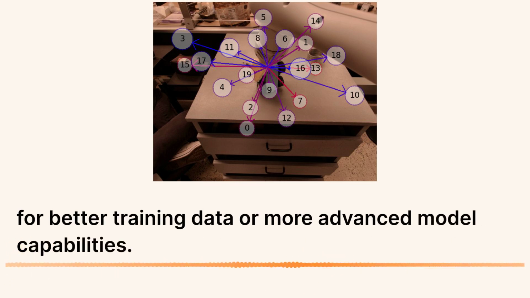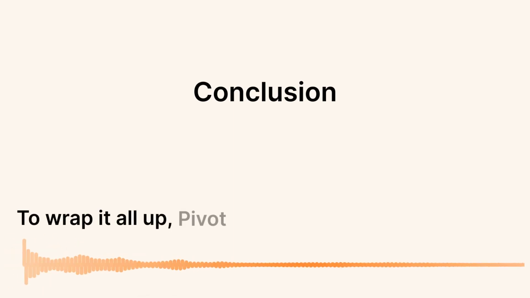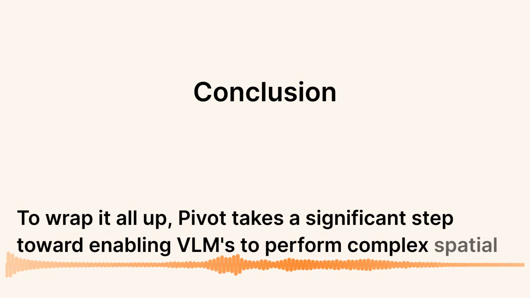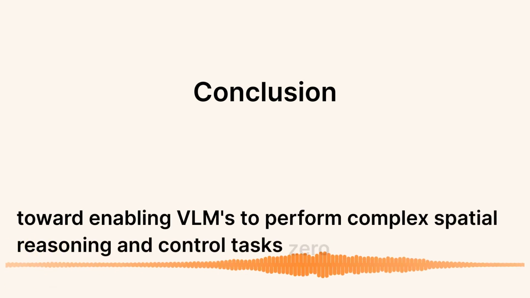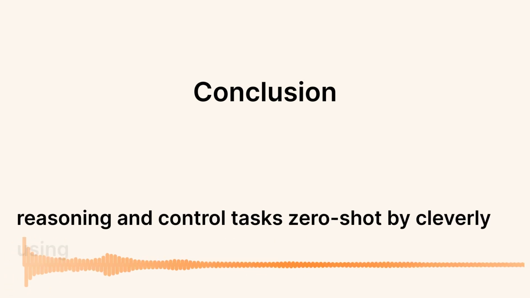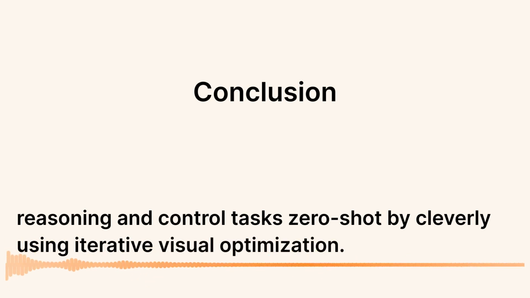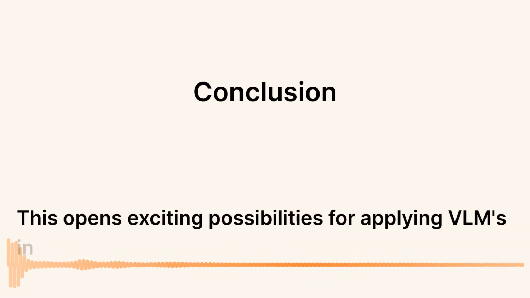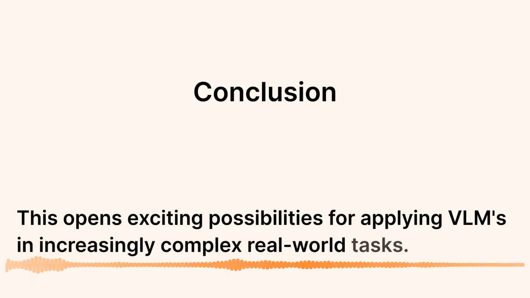model capabilities. To wrap it all up, Pivot takes a significant step toward enabling VLMs to perform complex spatial reasoning and control tasks zero-shot by cleverly using iterative visual optimization. This opens exciting possibilities for applying VLMs in increasingly complex real-world tasks.